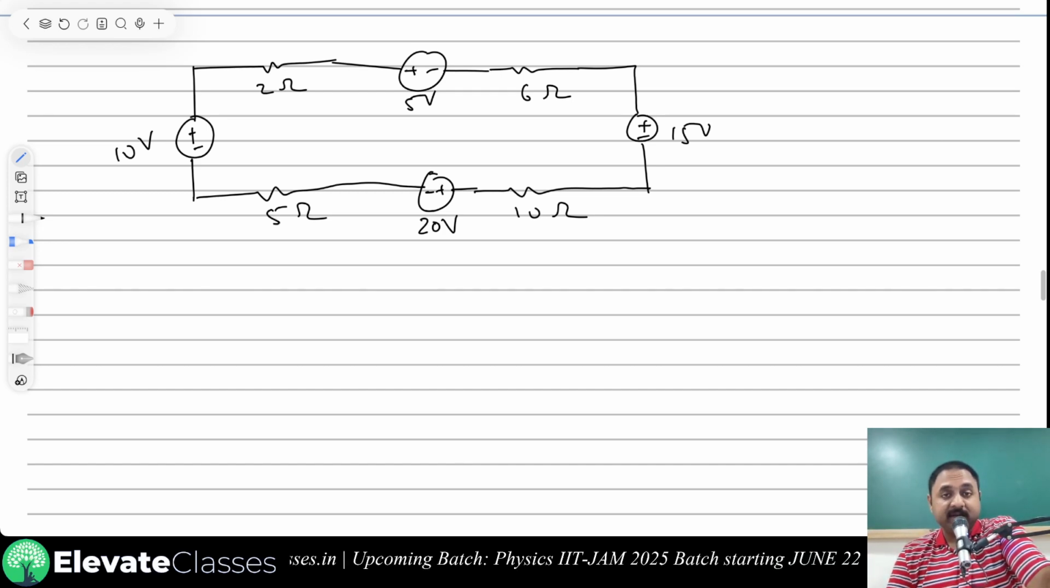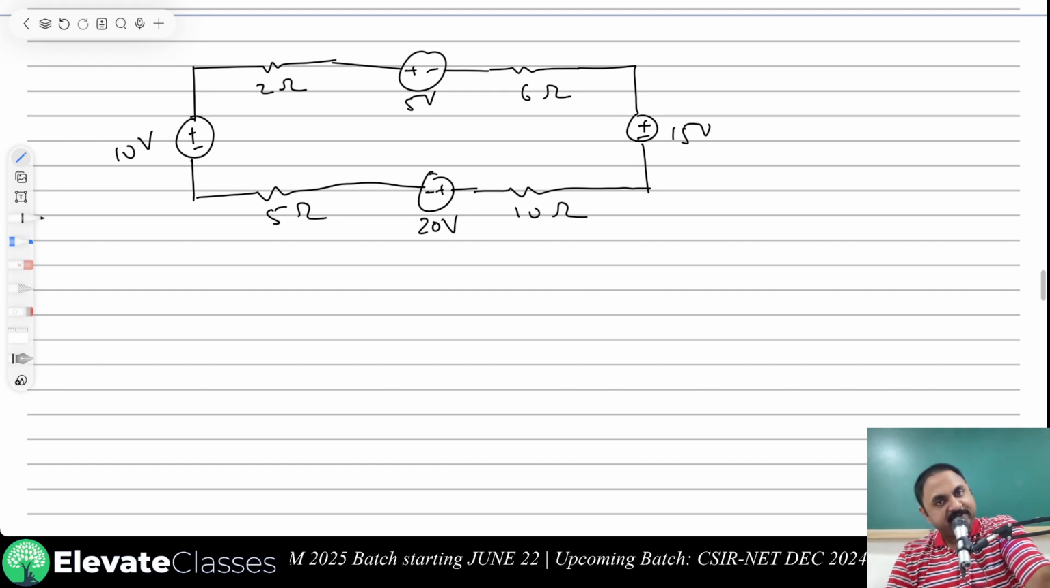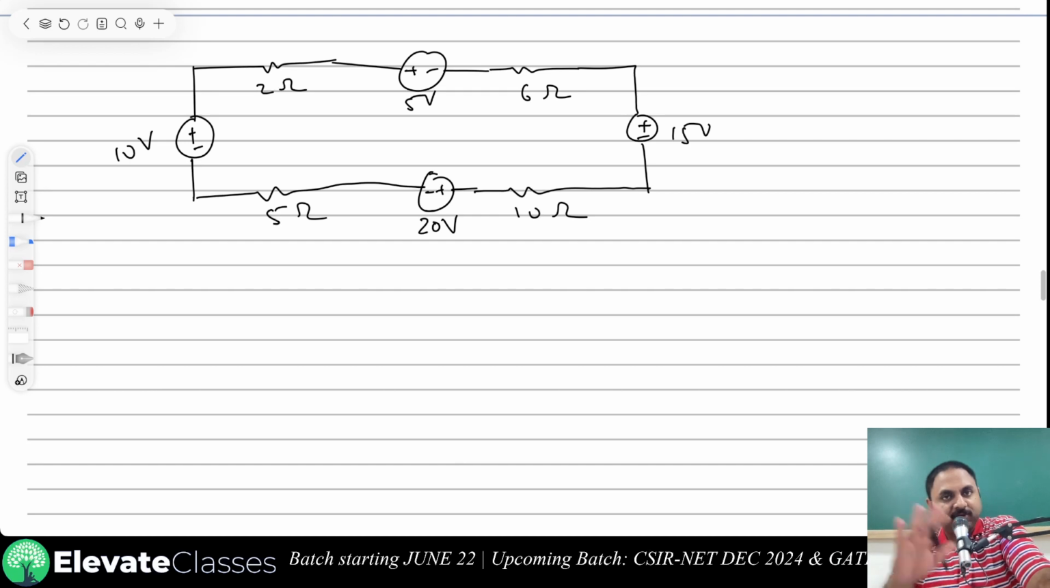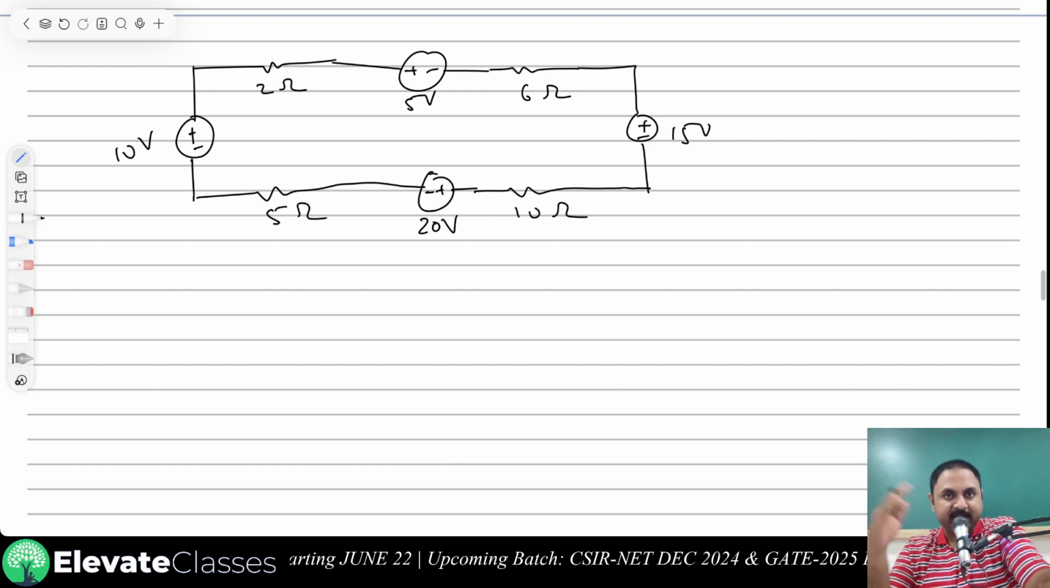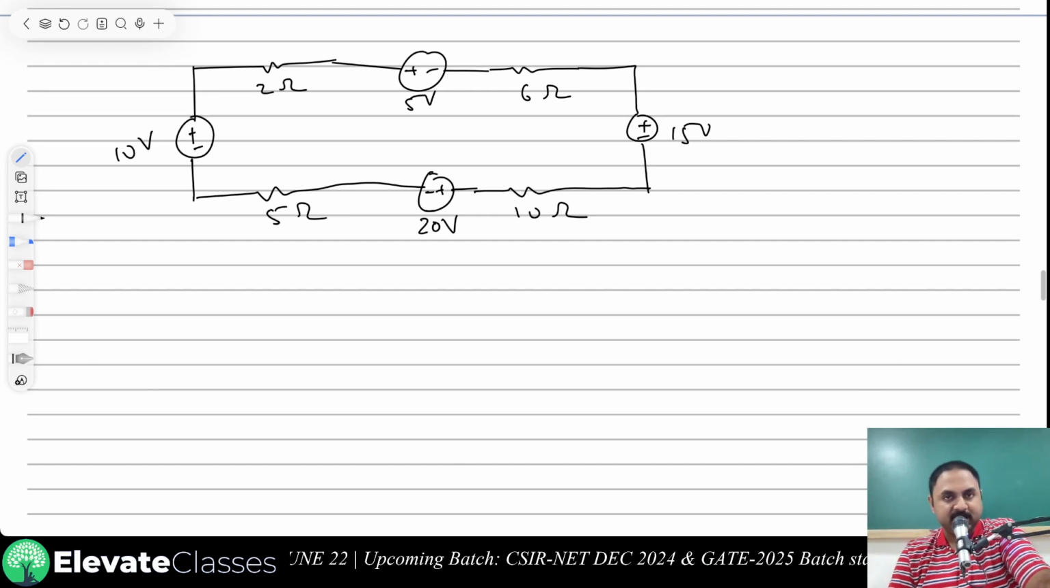A very good subject, and in fact, a very scoring subject when it comes to IIT-JAM or CSIR-NET exams. So basically, this topic is important for both. This is the first topic we'll teach you in coaching for both these courses. Whether you come for IIT-JAM or CSIR-NET, this is how electronics will be taught, because this is the heart of analog electronics, as I told you.